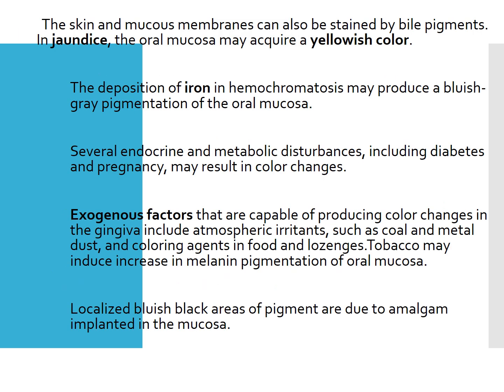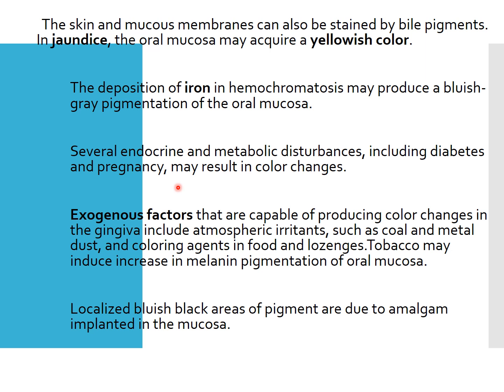Coming to the bile pigments, there is an increase in bilirubin that can be seen in jaundice. Then the oral mucosa may acquire a yellowish color, and the deposition of iron in case of hemochromatosis may produce a bluish gray pigmentation of the oral mucosa. Moreover, several endocrine and metabolic disturbances such as diabetes and pregnancy may also result in color changes.